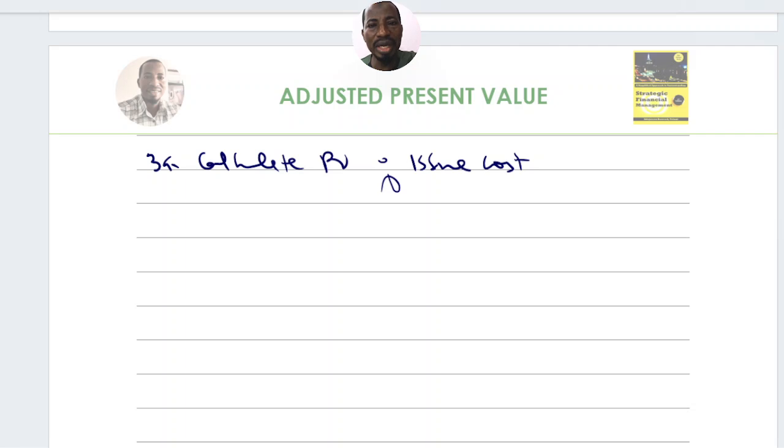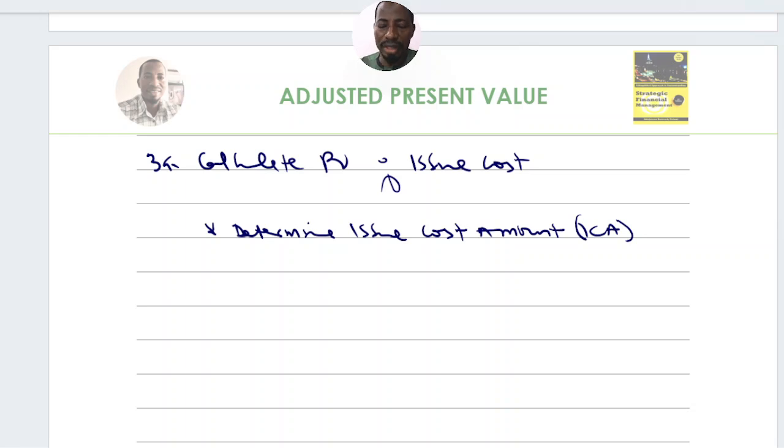Therefore, how do you then compute the present value of issue cost? Like I mentioned, there are three procedures you are going to carry out whenever you want to compute the PV of issue cost. Step one is to calculate the issue cost amount. Determine issue cost amount, ICA.